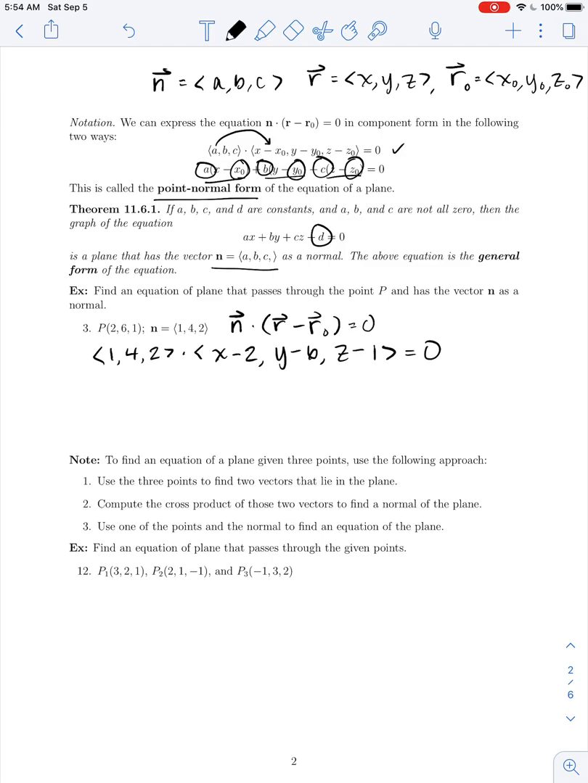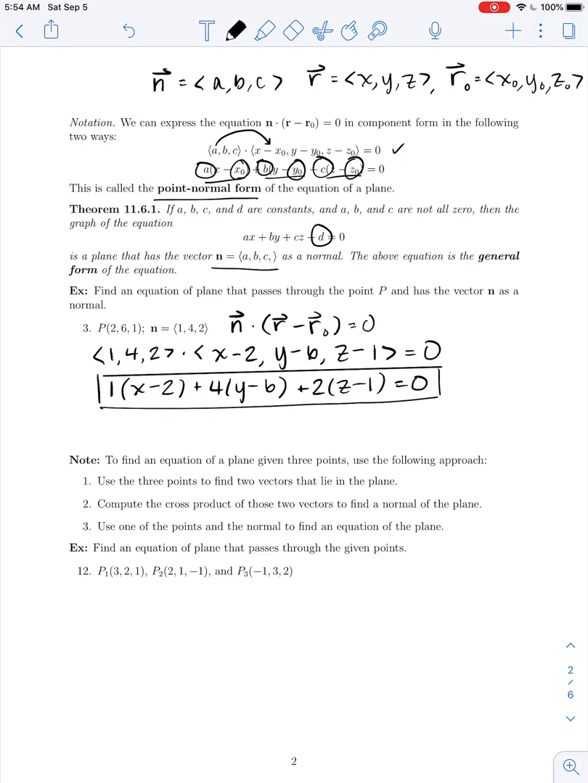Now for full credit, I at least want you to demonstrate that you know how to take the dot product. So one more step for full credit. If I compute the dot product, I get 1 times x minus 2 plus 4 times y minus 6 plus 2 times z minus 1, and this equals 0. I would give you full credit on a quiz or an exam at this point. However, I will note that the book will always write their answer in general form.